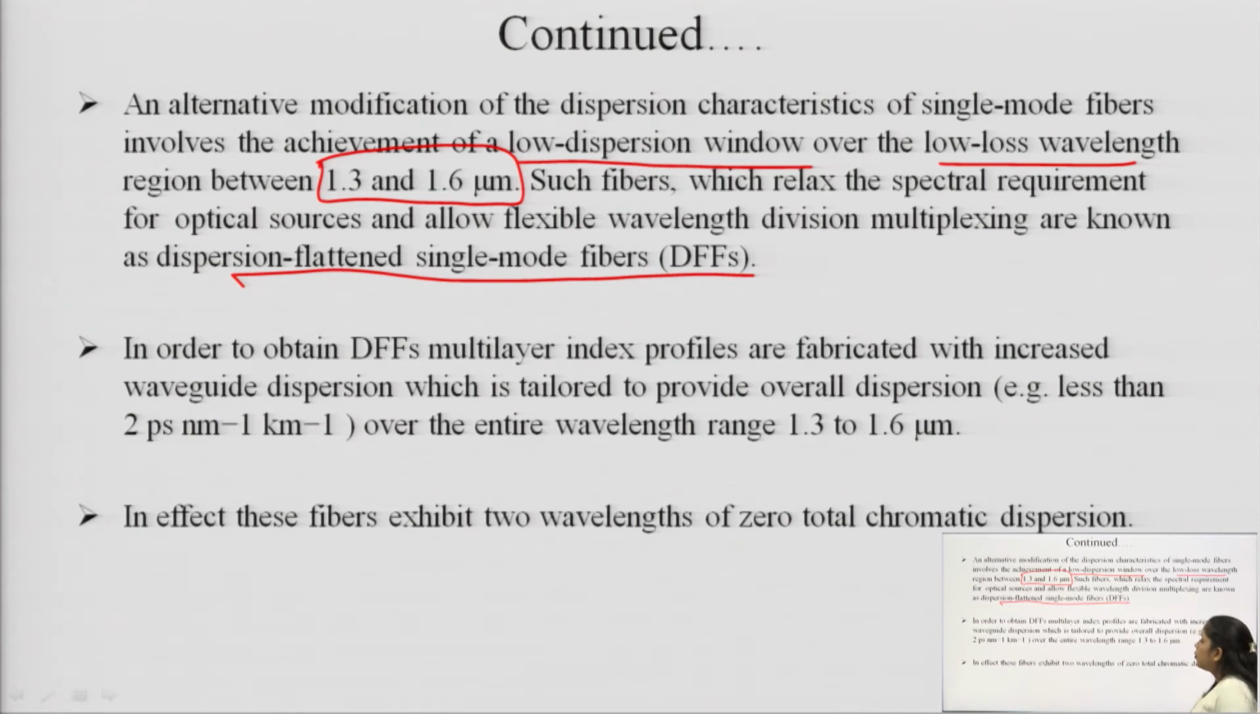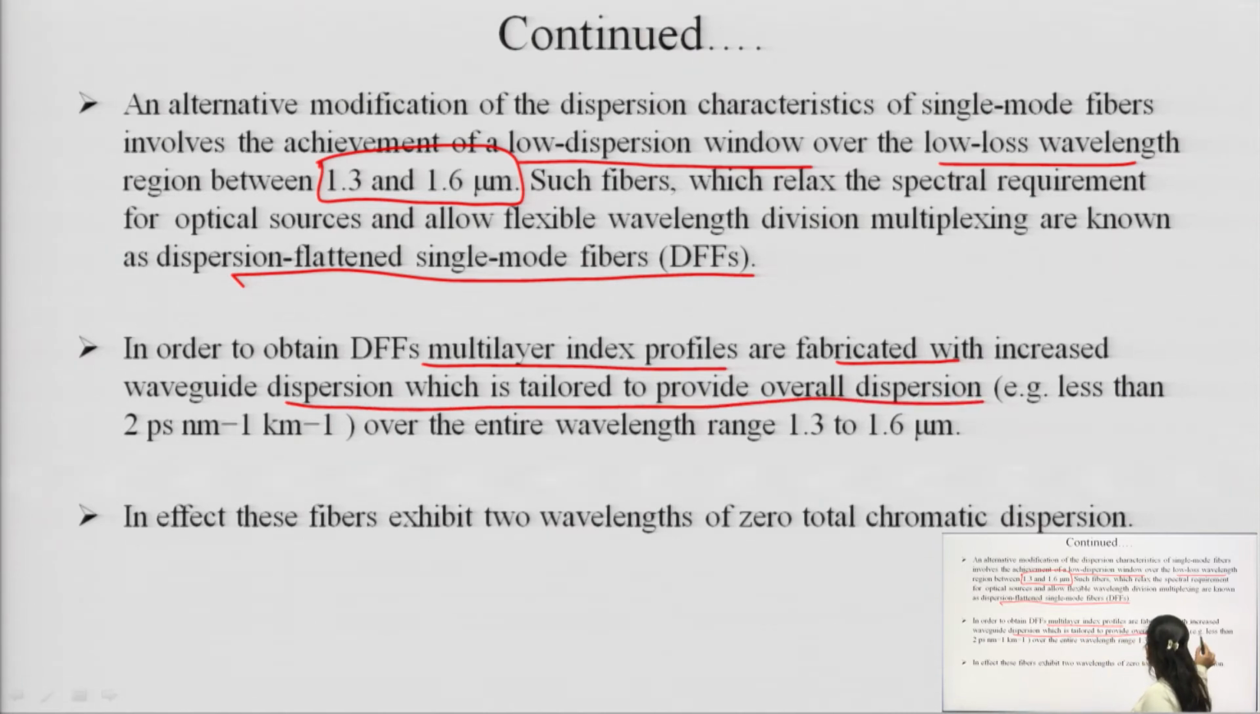In order to obtain DFFs, that is dispersion flattened single mode fiber, we have to make some changes, as we have to for the dispersion shifted fibers. In order to obtain DFF, a multi-layer index profile is needed. So, what is the process to obtain the multi-layer DFFs? The multi-layer index profiles are fabricated with increased waveguide dispersion, which is tailored to provide overall dispersion less than 2 picosecond per nanometer per kilometer over the entire wavelength range of 1.3 to 1.6.